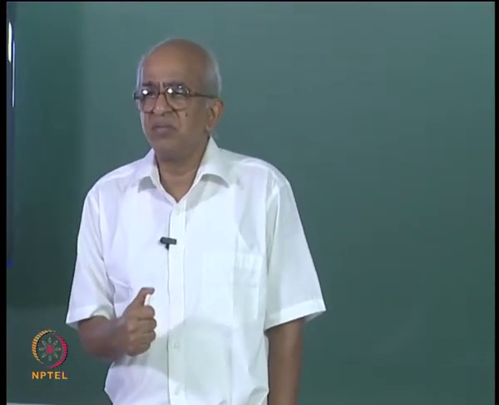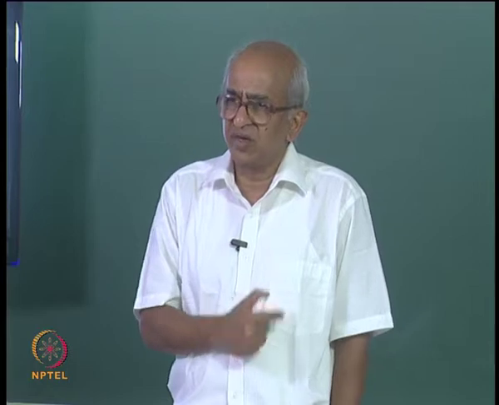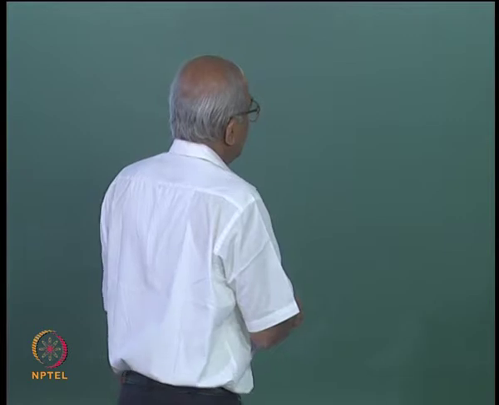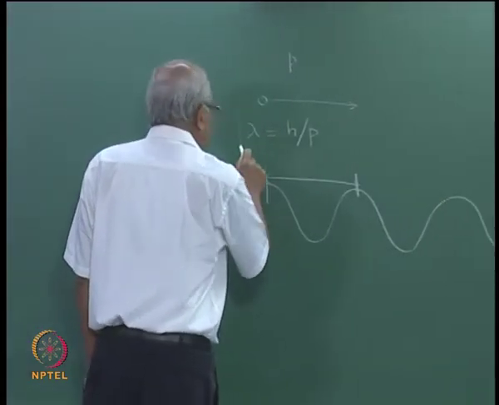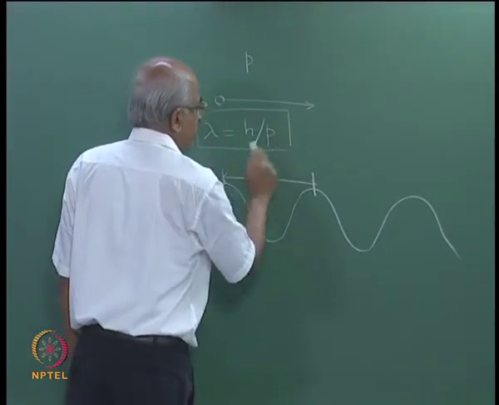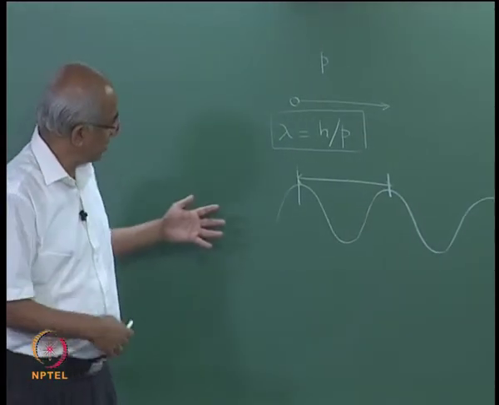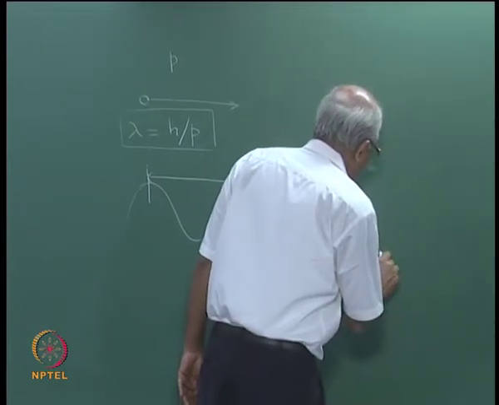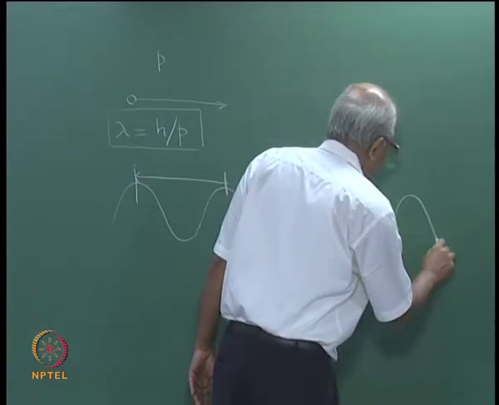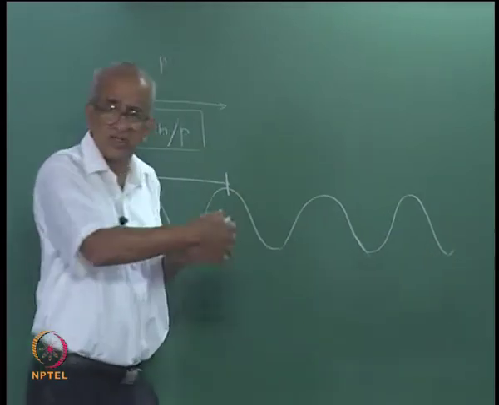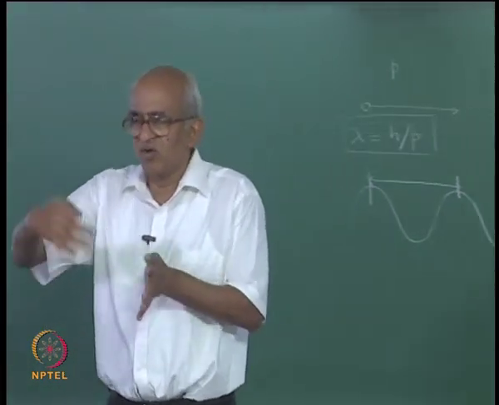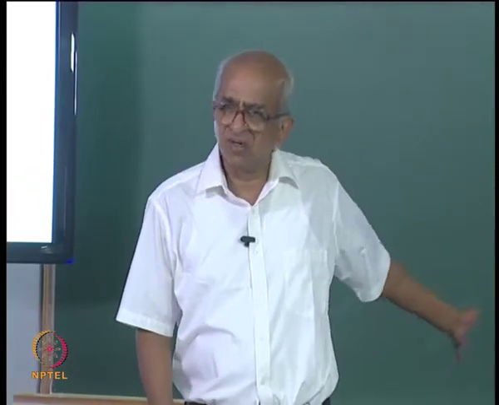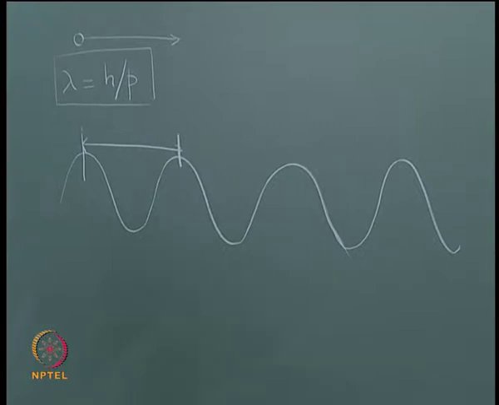If I know the momentum precisely, then of course I will know the wavelength. If this relationship is valid, I will also know the wavelength precisely, and the wavelength will be given by this relationship. So, I know precisely what the wavelength is, and so I will have a wave which looks like this, and its wavelength is very well defined. It will be repeating again and again with a periodicity that is equal to lambda. It will go on repeating again and again. In principle, it will extend from minus infinity to plus infinity.